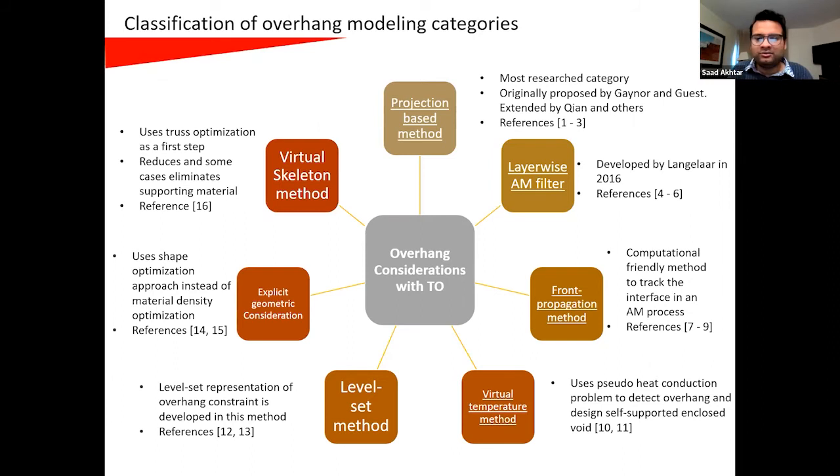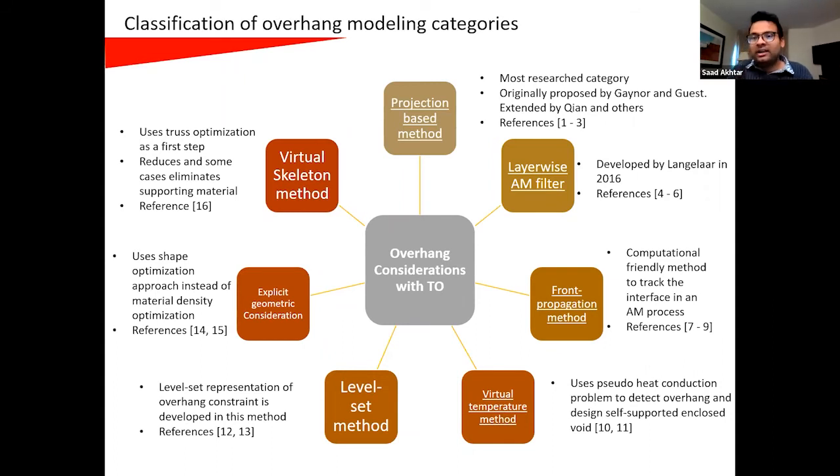Then there are other methods, the virtual temperature method and front propagation. The front propagation method was very ingenious, and it was computationally friendly for tracking the interface in the AM process. However, it had some problems with regards to explicit overhang incorporation within the topology optimization framework. And so now I'm going to talk about the 2 that stood out to us, and that we really felt we should test further.